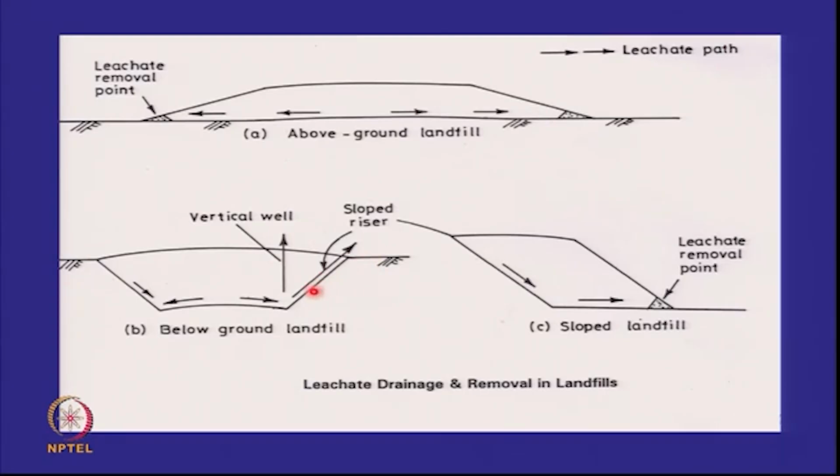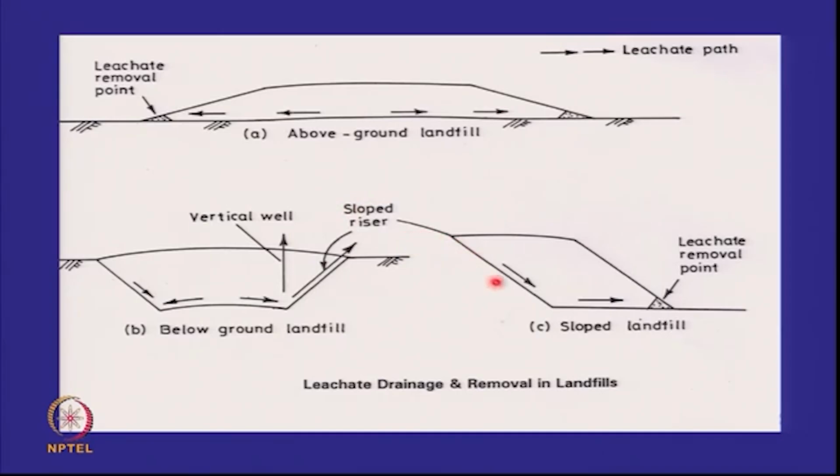If you are below ground, there's little that you can do. The leachate has to come out through pumping. So you can shape the base of your landfill such that leachate comes here and leachate comes here. And then you can remove it. You can either have a vertical well or something called a sloping well, a side slope riser. A riser pipe is like a well pipe. So you can have two options, a vertical well or a side slope riser.